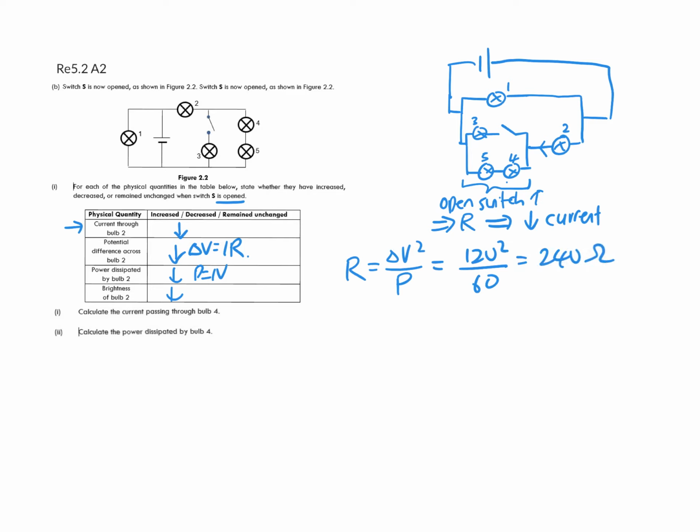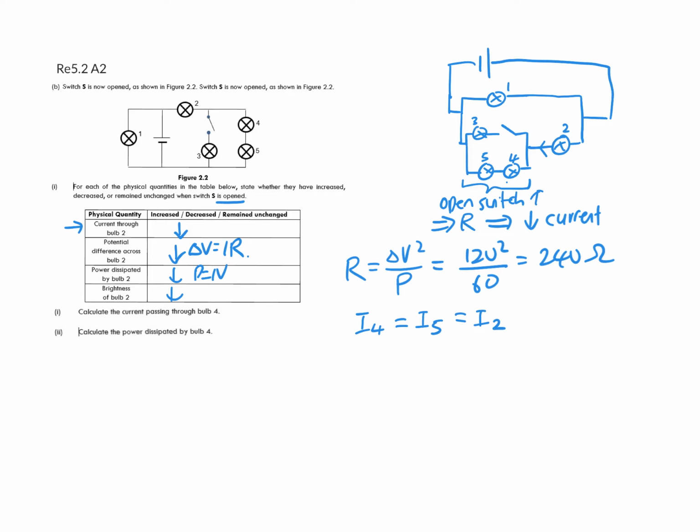This resistance of the bulb wouldn't change no matter what voltage we apply across it. Of course, this is assuming that the heating effect is negligible in the bulb. Now, to find the current passing through bulb 4, we note that it is the same current that passes through bulb 5 and is the same as the current passing through bulb 2, because 2, 4 and 5 are now in series with the switch being open.